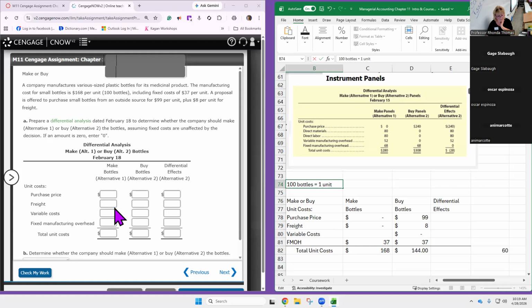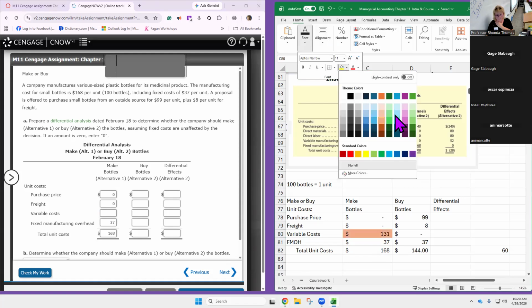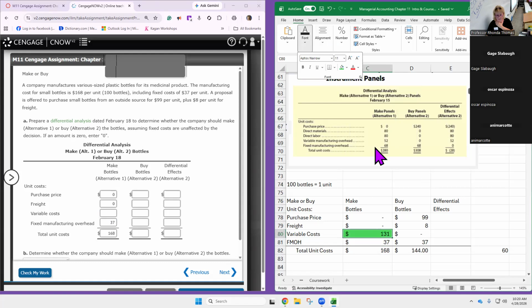All right, so I'm going to put this information in. There is no purchase price, and I'm just going to put in this column first. There's no purchase price or freight because we are making the bottles. The variable costs are $131, because we took the total and subtracted the fixed manufacturing overhead. I'm going to put this in just like I would have, and then we ended up solving for variable. I'm going to highlight what we solved for, just so we remember that that was not given to us. We had to find it.